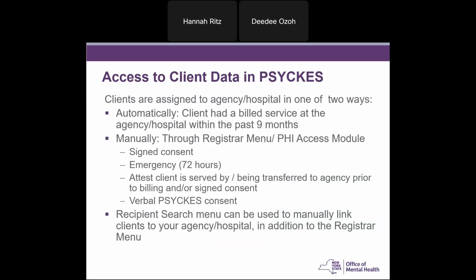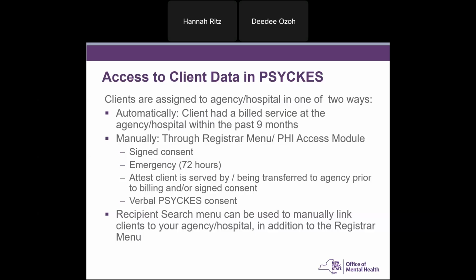Here we have a couple of different options for manual attestation. You can attest in PSYCKES that the client has signed either a PSYCKES, BHCC, or DOH consent form. You can attest to a clinical emergency, which gives you access to the client's full clinical summary for 72 hours. You can attest that verbal consent was obtained, which gives you access to limited data, so no protected information like SUD, HIV, family planning, and genetic information for 9 months after it was attested to in PSYCKES. And lastly, you can attest that the client is being served by or transferred to your organization.